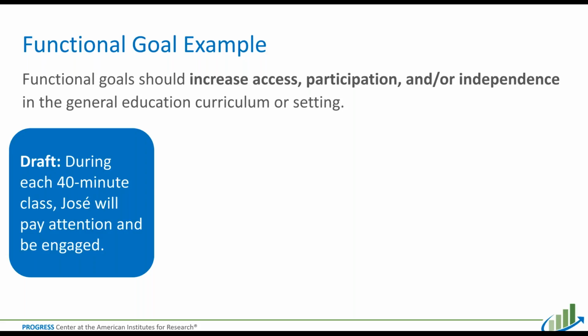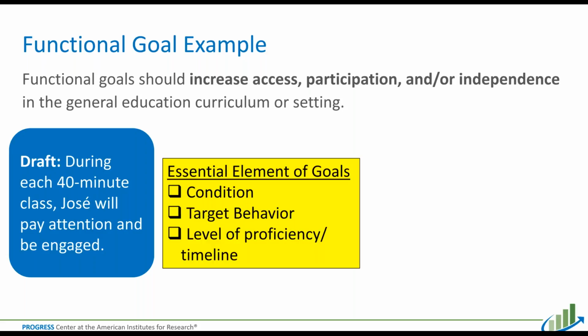So let's look at the following functional goal example. The first draft of the goal reads, during each 40-minute class, Jose will pay attention and be engaged. Let's consider which of the elements this goal includes. So the condition is present in this goal, and it is during each 40-minute class.